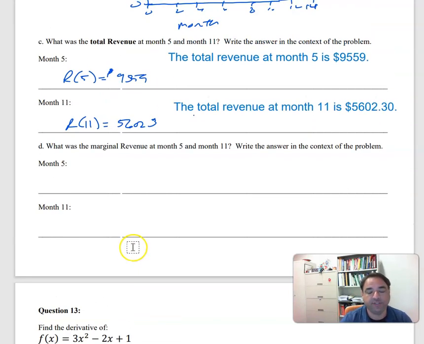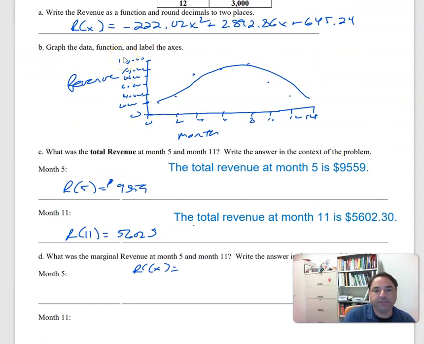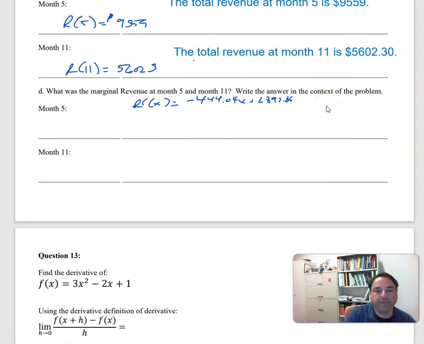Okay. Then we want to find the marginal revenue. So we have to take the derivative. First of all, the derivative function, we're going to need that. The derivative of negative 222.02x squared would be negative 444.04x. And the derivative of 2892.86x would be plus 2892.86. And the derivative of 645.24 is 0.